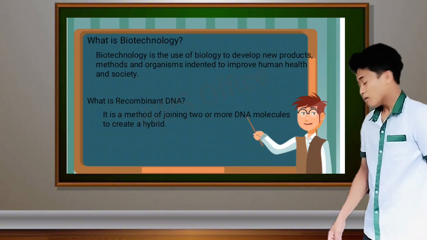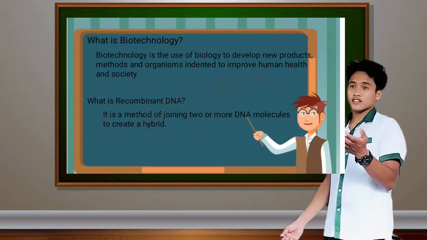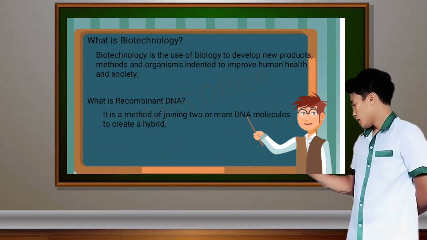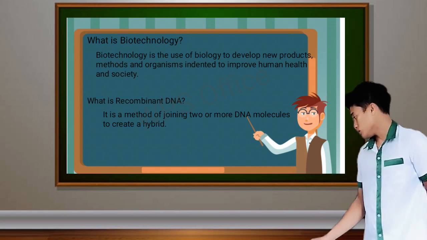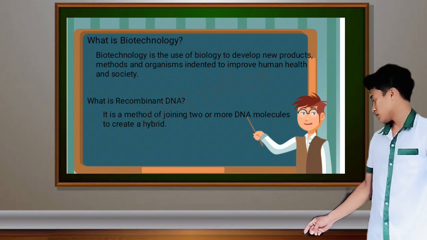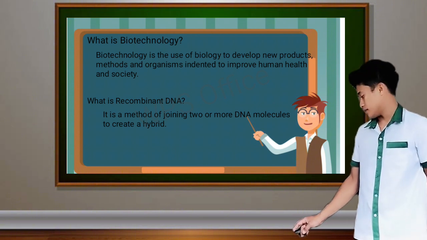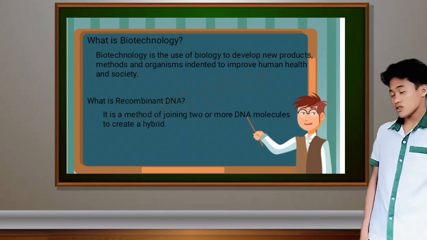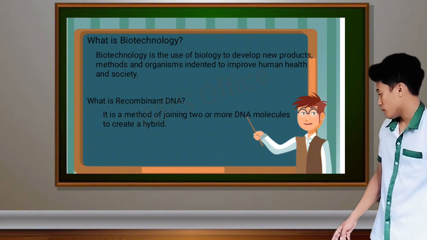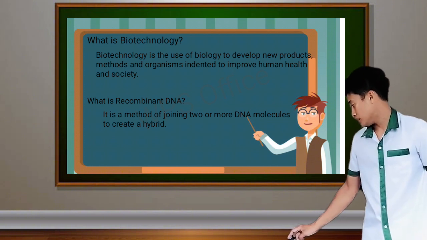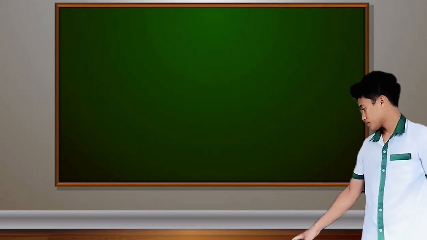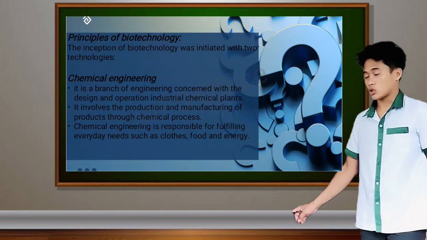So, what is biotechnology? Okay, Joel, please stand. Thank you. So, biotechnology is the use of biology to develop new products, methods, and organisms intended to improve human health and society. So what is recombinant DNA? Recombinant DNA is a method of joining two or more DNA molecules to create a hybrid. So next, these are the principles of biotechnology.